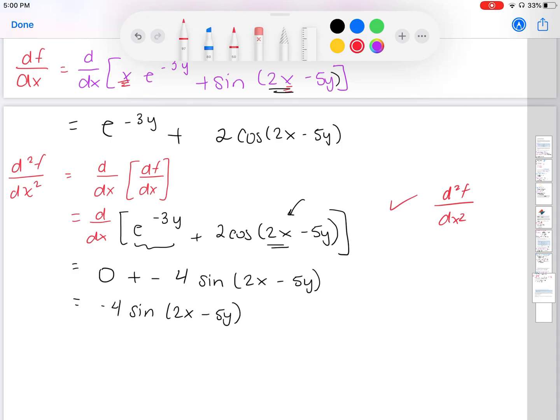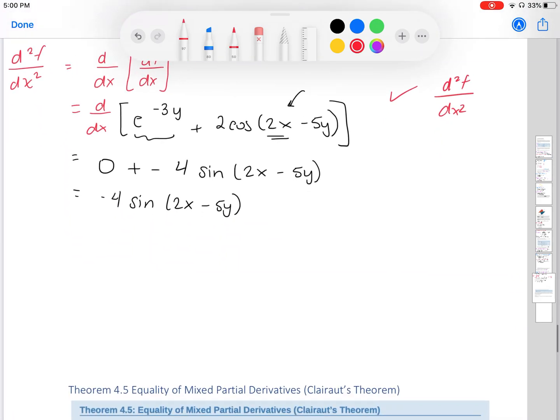Okay, we have the derivative with respect to x, so let's find that second order derivative of your function with respect to x and then y. So next we want d squared f over dx dy.